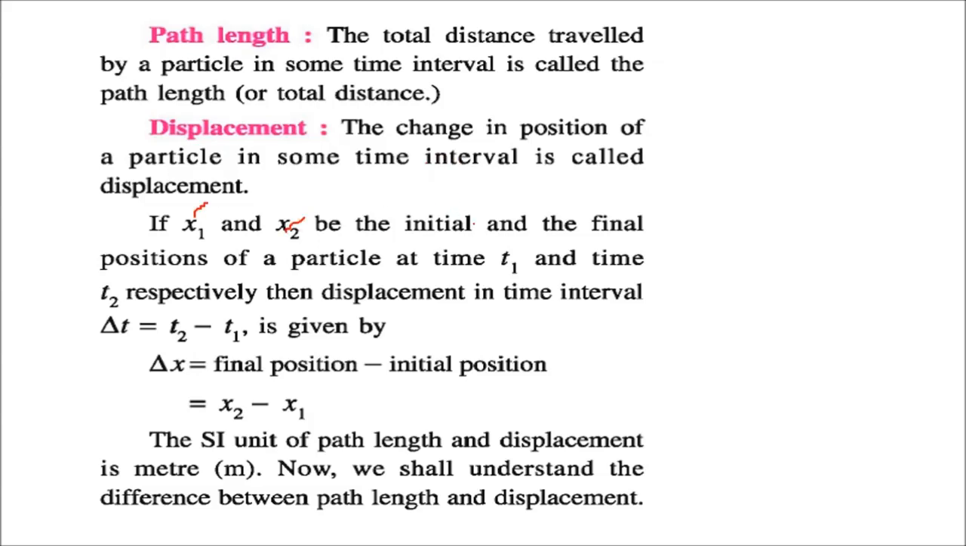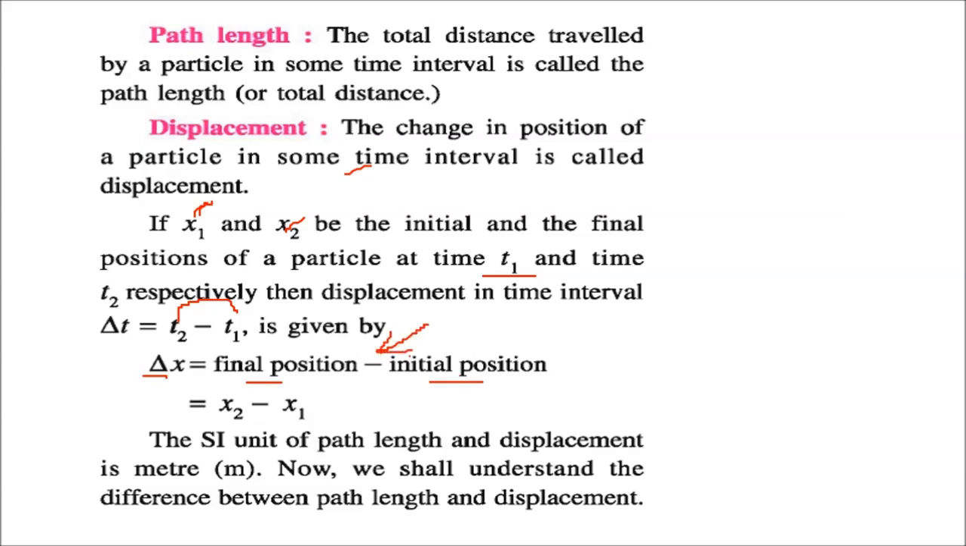If x1 and x2 are the initial and final positions, where x1 is your position at t1 and x2 is your position at t2, then the displacement in the time interval t2 minus t1, delta x, will be simply the final position minus the initial position.